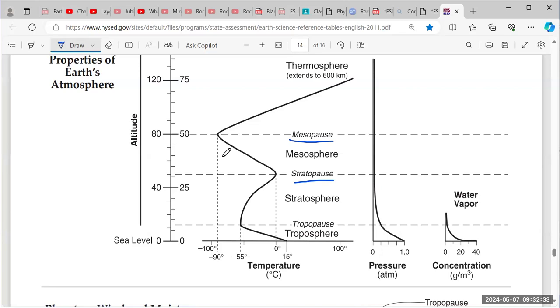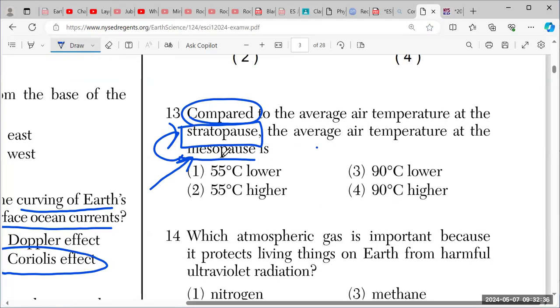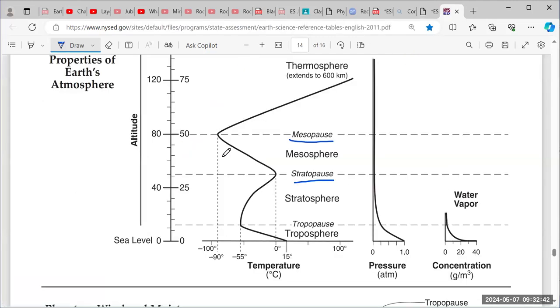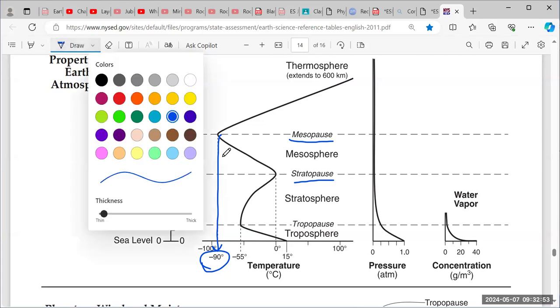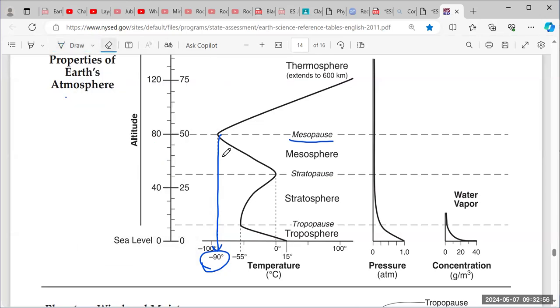All right. And so the question says that I'm looking for the average air temperature of the mesopause, and comparing it to the stratopause. Well, the mesopause has a temperature of what? Negative 90 degrees Celsius. All right. And the stratopause, I'm gonna put a different color. Let me use the color red for the stratopause. The stratopause has a temperature of what? 0 degrees.